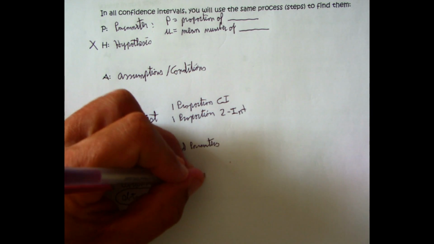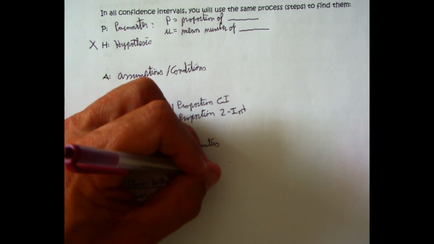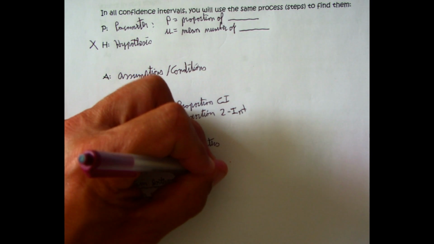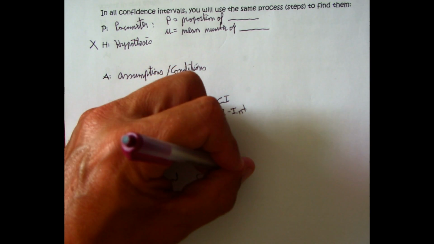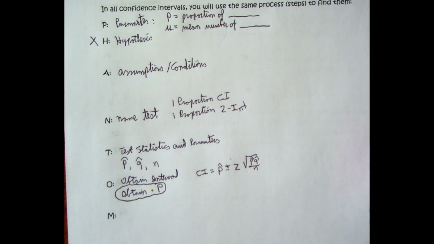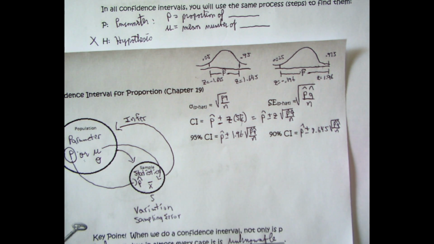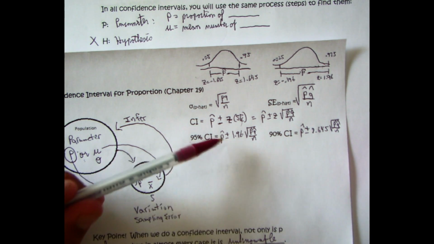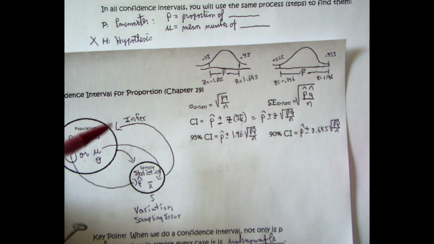Well, you have a confidence interval. You know that it equals your statistic, which is P hat, plus or minus Z times your standard error, which is the square root of P hat, Q hat over N. Now Z will depend on what confidence level you're looking at. So we just have to fill the players in the game into this. What you need to remember right now is that a 95% confidence interval has a Z of 1.96, and a 90% confidence interval has a Z of 1.645.